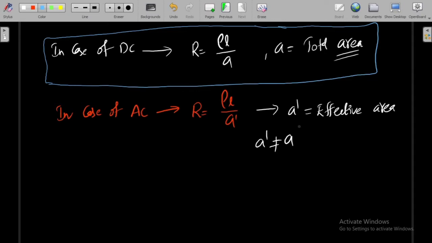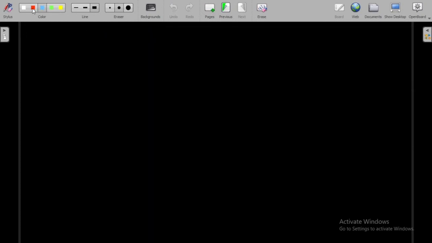Why is that happening? The reason is skin effect. The reason is mainly skin effect. We have one more effect, which is proximity effect, but the intensity of proximity effect is lesser when compared to the intensity of skin effect. So because of this reason, the effective area is not equal to the total area in case of AC circuits. And why is it happening? Because of skin effect. Now we'll understand what is meant by skin effect.